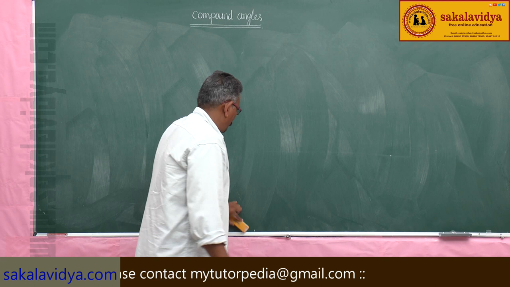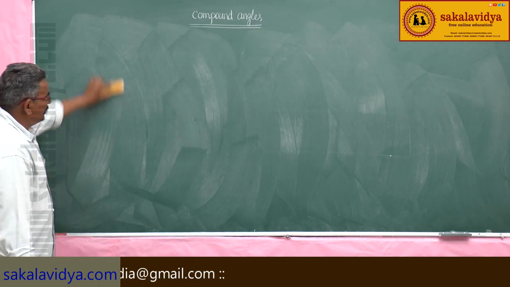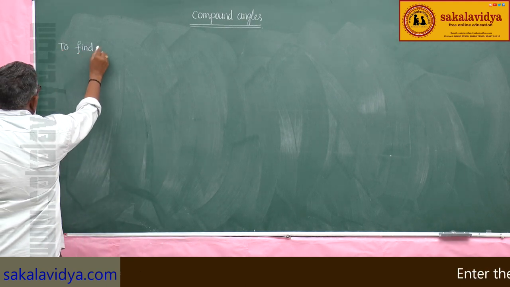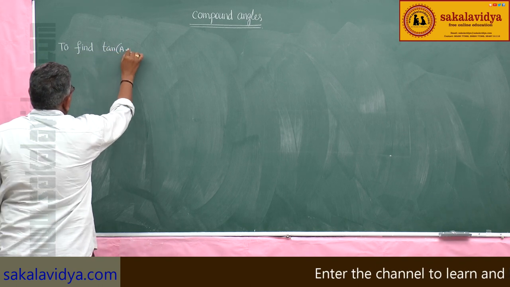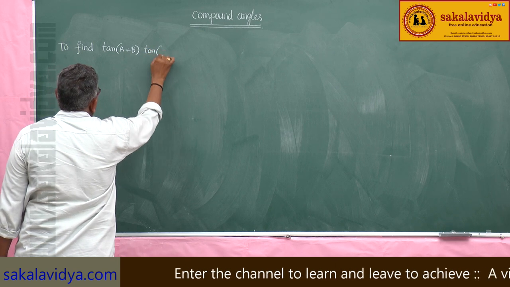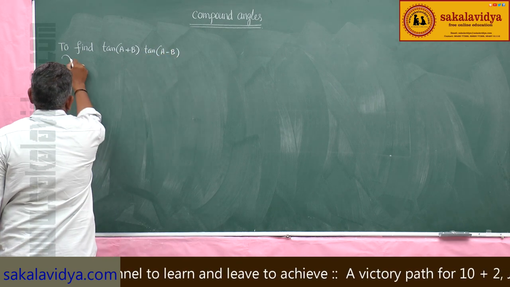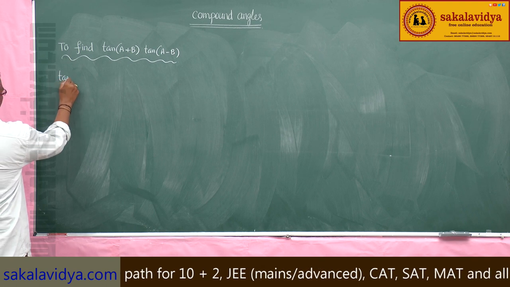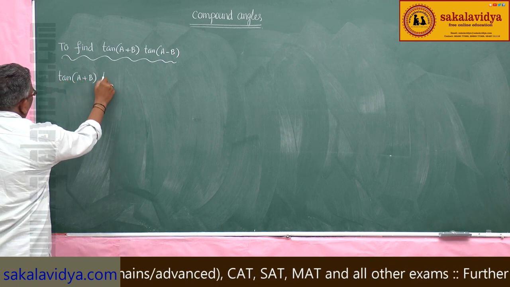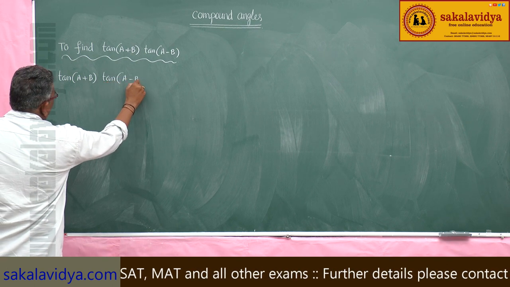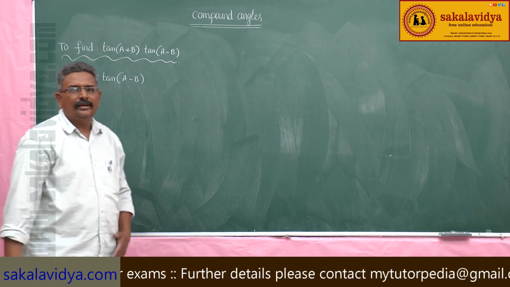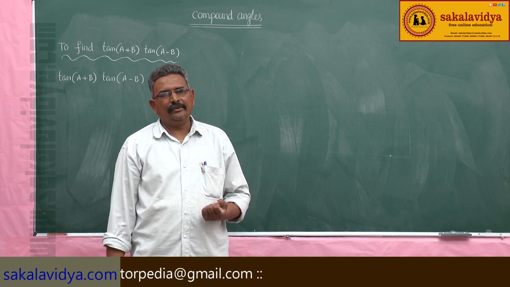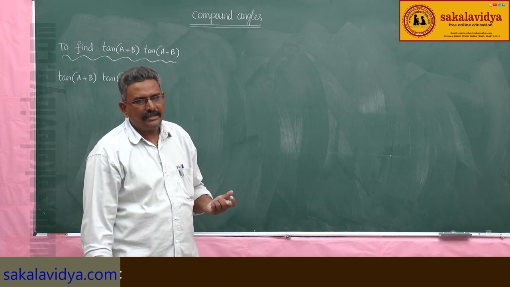So, let us formulate tan of a plus b into tan of a minus b. Now, tan of a plus b into tan of a minus b. What is the formula for tan of a plus b? Tan a plus tan b by 1 minus tan a tan b. What is the formula for tan of a minus b? Tan a minus tan b by 1 plus tan a tan b.